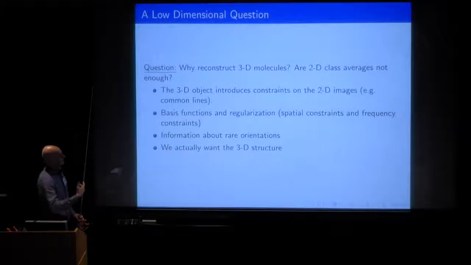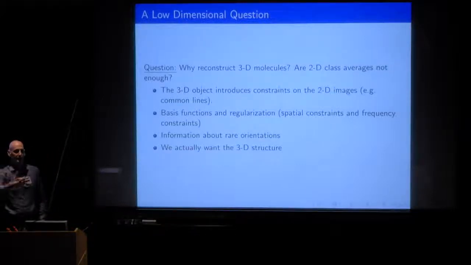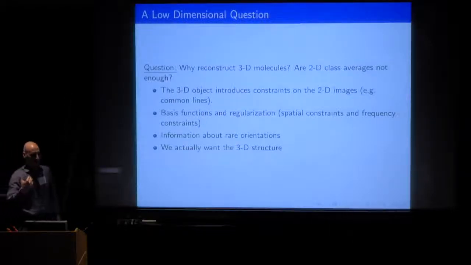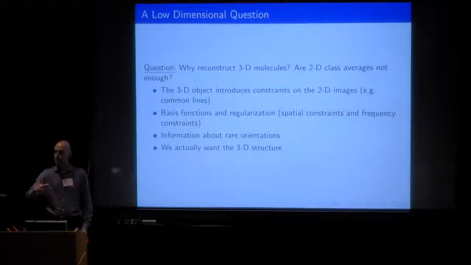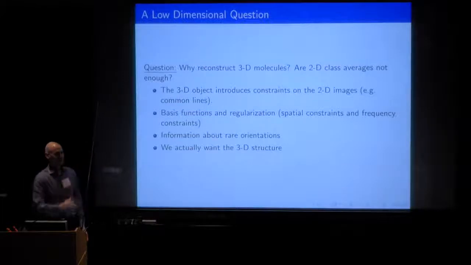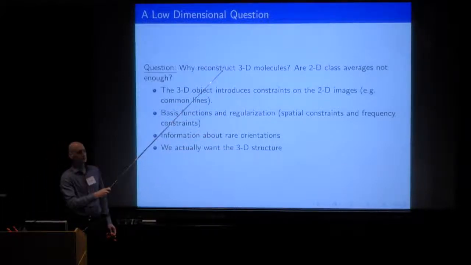And to look at this, let's take a step back and look at the three-dimensional objects and two-dimensional objects. We've seen that we can actually learn a lot from just the two-dimensional projections. We've had talks demonstrating just the two-dimensional projections. So why do we bother going from class averages to 3D objects?